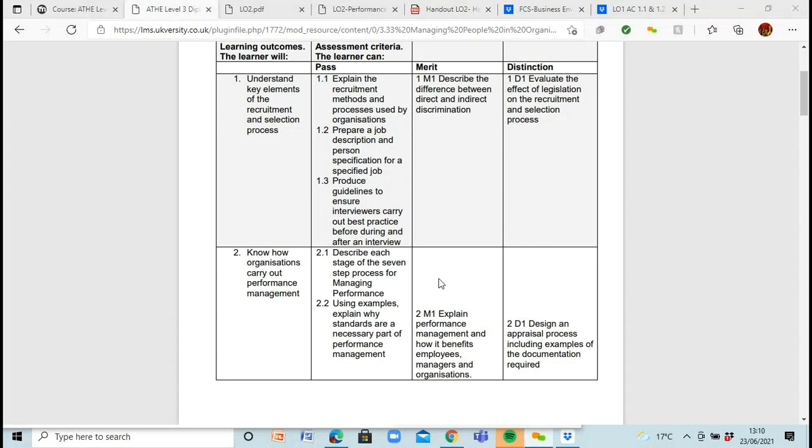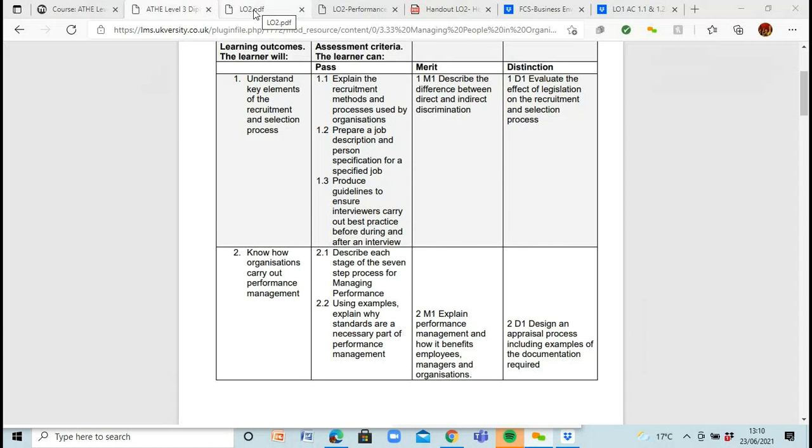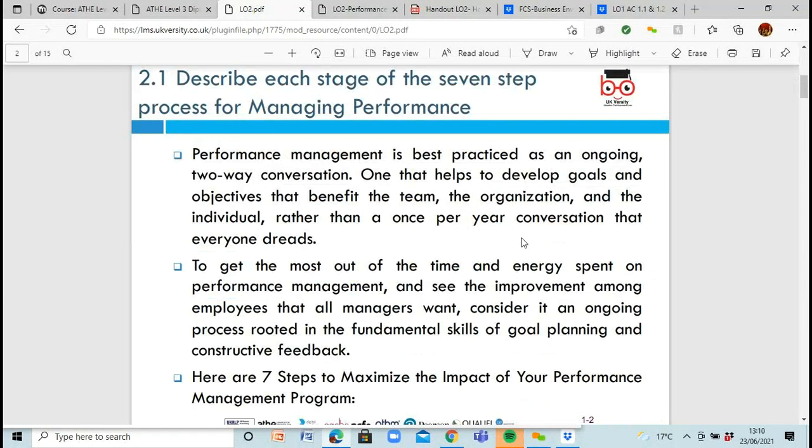So again, it's up to you what grade you go for. So do the pass if you only want to do pass, do all the pass and merit if you want a merit grade, and do pass, merit, and distinction if you want to go for distinction. Oh, distinction. I'll go for it. Brilliant. So let's get started on this.